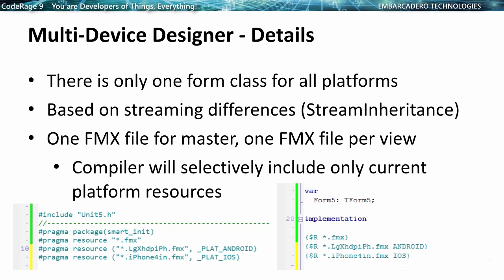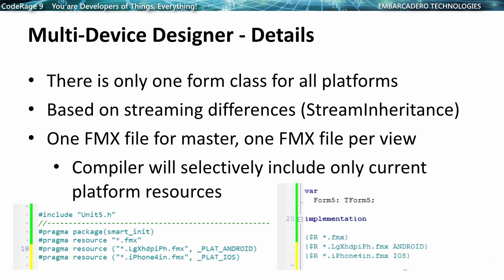So there's only one form class for all platforms. So your class file where you're writing your code, there's only one instance of that form. You only have one set of code that you're writing there for that. But then there's multiple FMX files. Now the main FMX file contains everything in it. And then the other ones, the ones that are specific to the device, are the stream inheritance, the difference between the main and that one. So it only contains the differences in there.